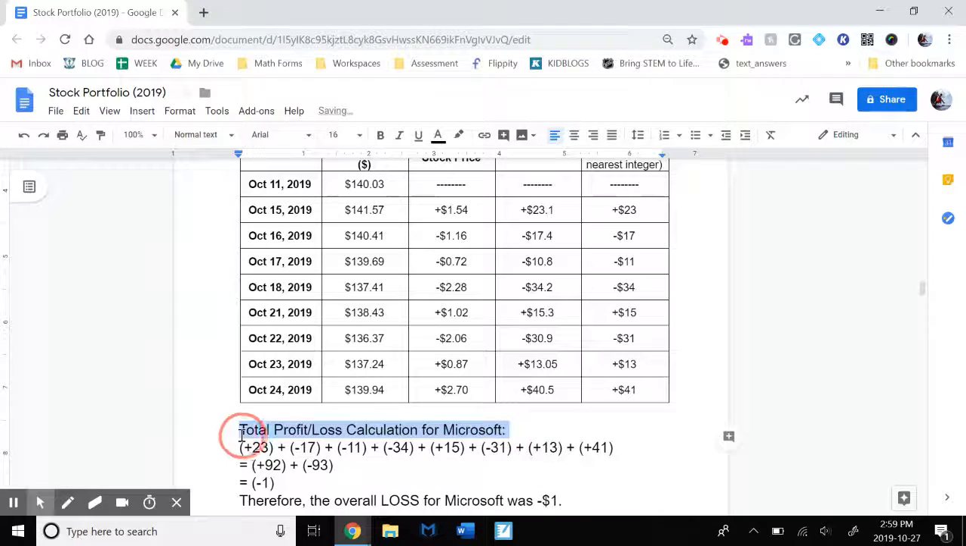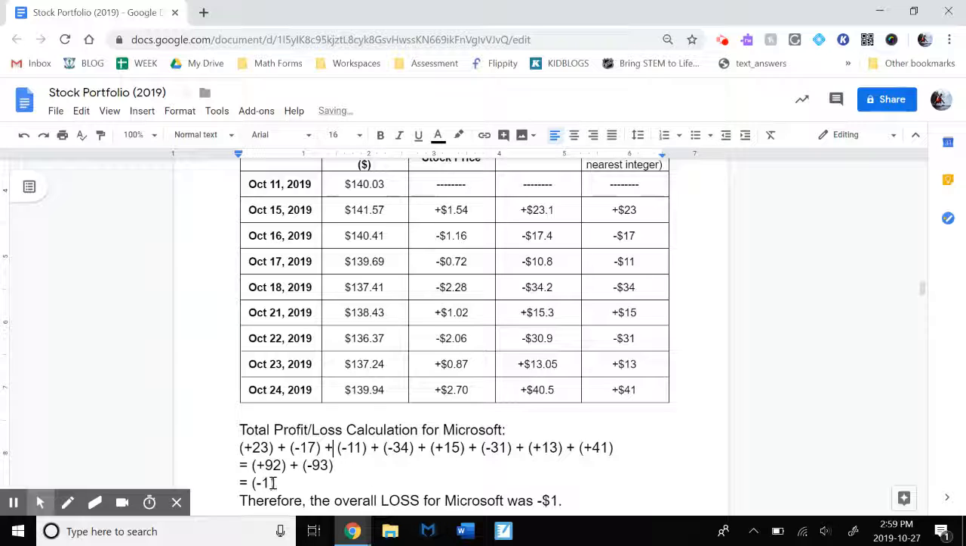Okay, and that's how you're going to do the profit loss calculation for each company. We want to see an addition statement, which includes all of the profits and losses over the period, a summary of the profits and losses, or the gains and losses overall, and then the answer and a therefore statement. So we're looking for 4 things for each company, and you're going to do that for each company as well.